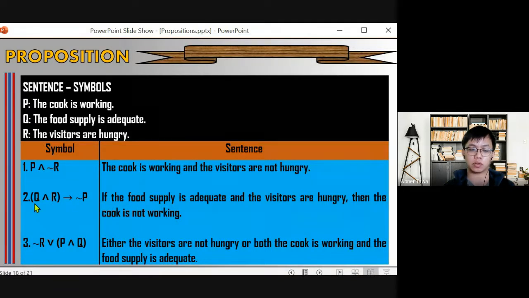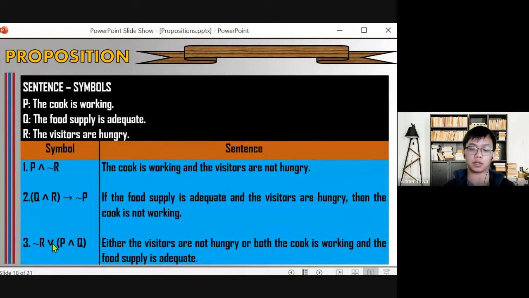So the sentence form of number 2 is: if the food supply is adequate and the visitors are hungry, then the cook is not working. Okay, so that is for number 2. Okay, let's have here number 3.